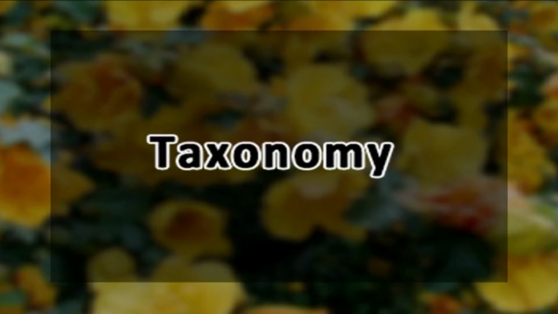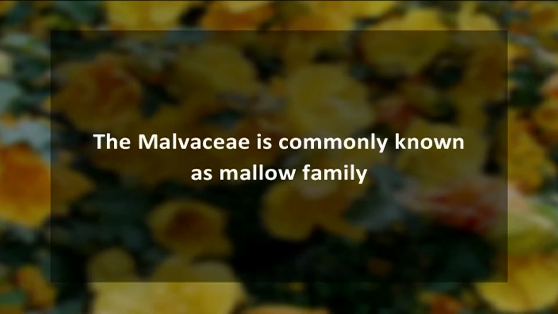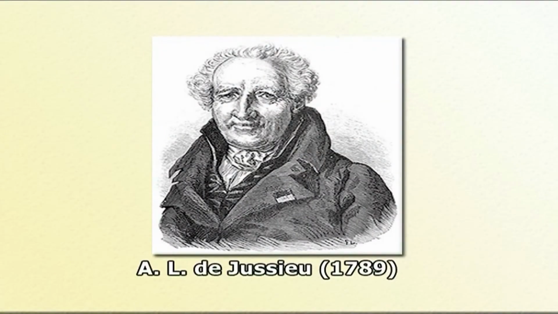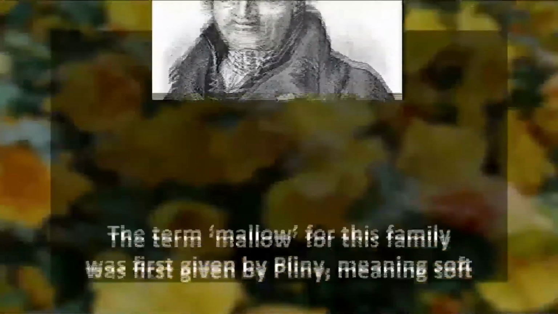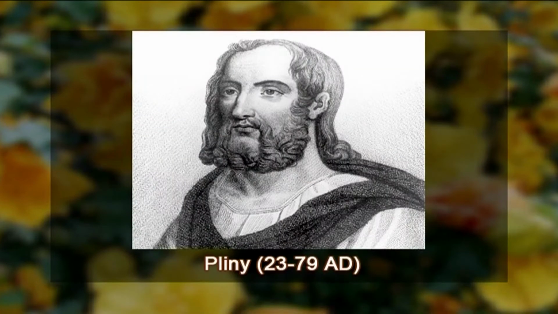So starting with taxonomy. The Malvaceae is commonly known as the Mallow family. The family name Malvaceae is based on the scientific name of the type genus Malva. Malvaceae as a family, as a formal taxonomic category, was established first of all by the French botanist de Jussieu. The common name, the Mallow family, is derived from the term mallow, which was first given by Pliny, and it means soft.